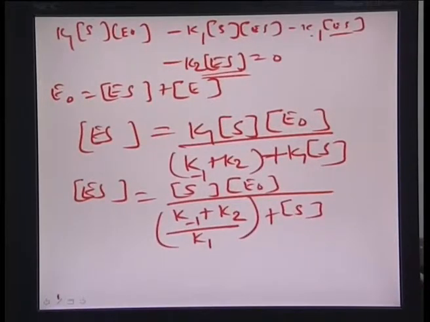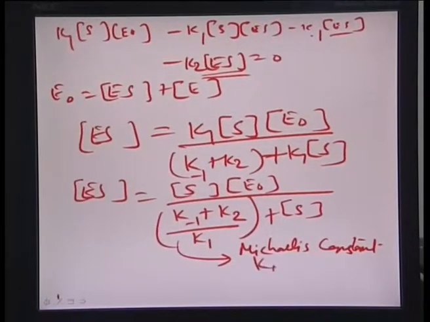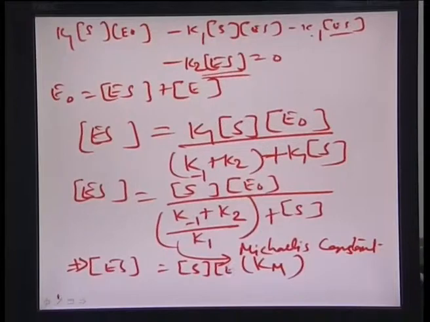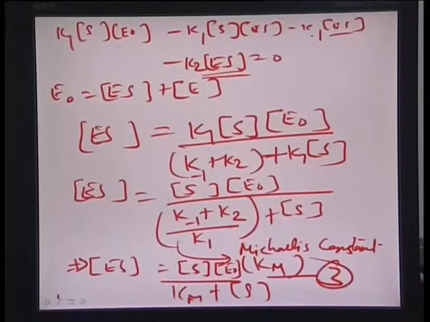Well, this is known as the Michaelis constant, named after its inventor essentially, and the set of equations are called the Michaelis-Menten equations. So let us call it Km, the Michaelis constant. So in this particular case we can represent the ES value as the concentration S, concentration E0 divided by the Michaelis constant Km plus the concentration of S. Let us call this equation 3, alright.